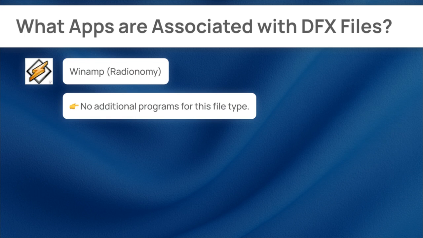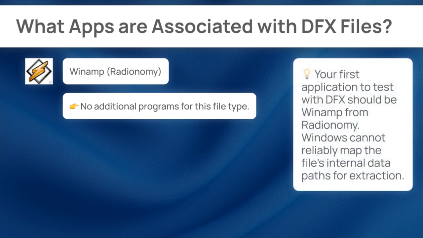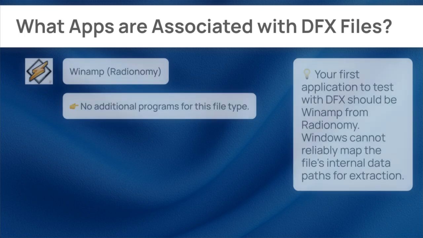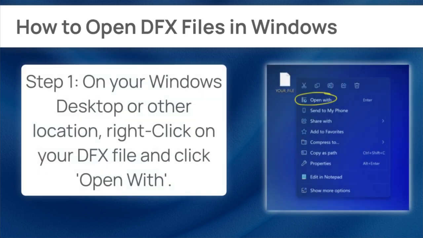Windows cannot reliably map the file's internal data paths for extraction. Windows can reveal the raw parameters, but adjusting them safely requires knowledge of their purpose. We're checking for file signature recognition.